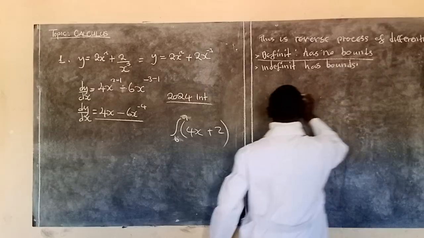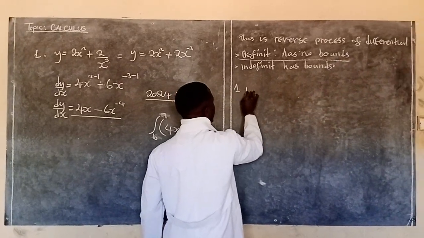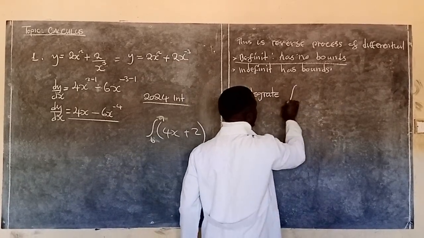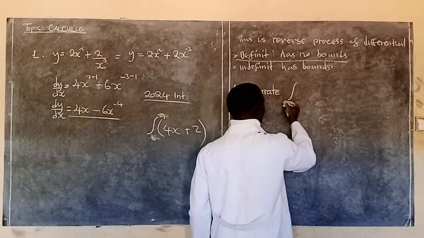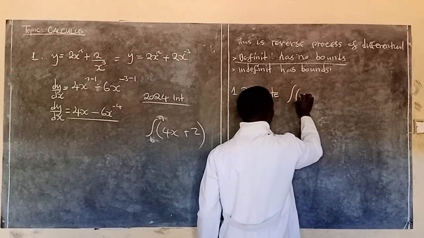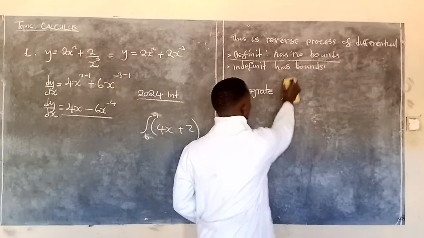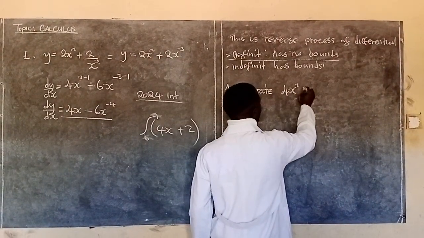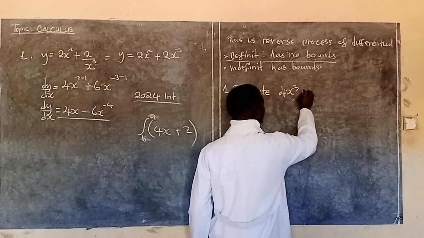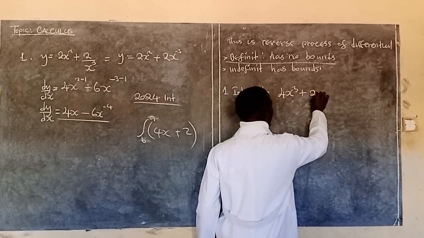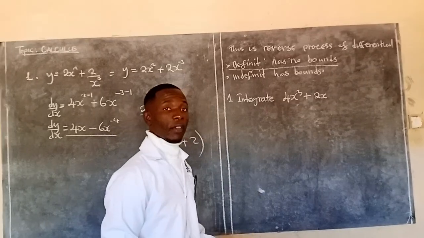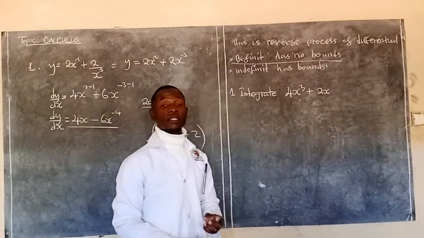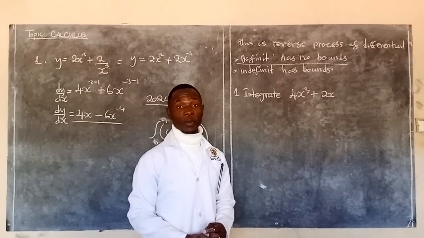Let's start with the definite. Number 1, for example, they can tell us to integrate 4x cubed plus 2x. Now, how do we integrate? Remember we said integration is the reverse process of differential calculus.